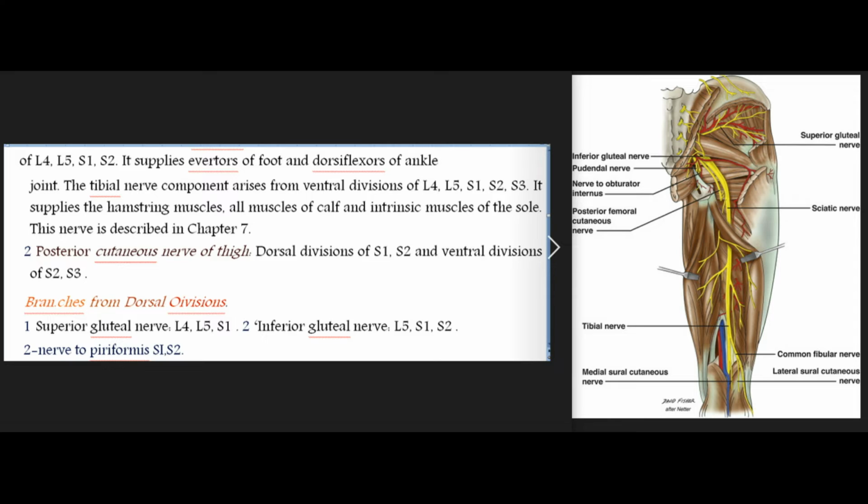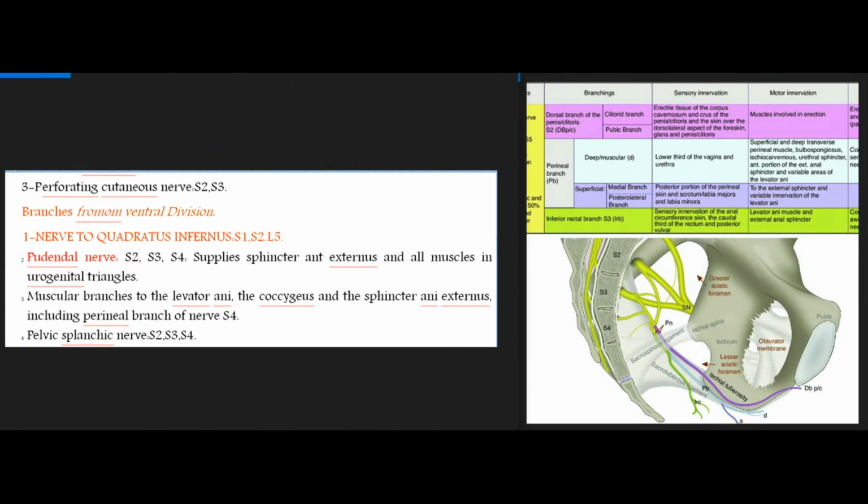2. Posterior cutaneous nerve of thigh, dorsal divisions of S1, S2, and ventral divisions of S2, S3. Branches from dorsal divisions: 1. Superior gluteal nerve, L4, L5, S1. 2. Inferior gluteal nerve, L5, S1, S2. 3. Nerve to piriformis, S1, S2. 4. Perforating cutaneous nerve, S2, S3.